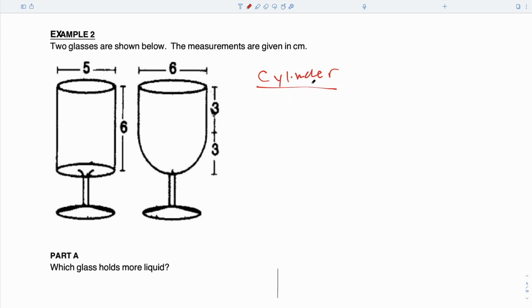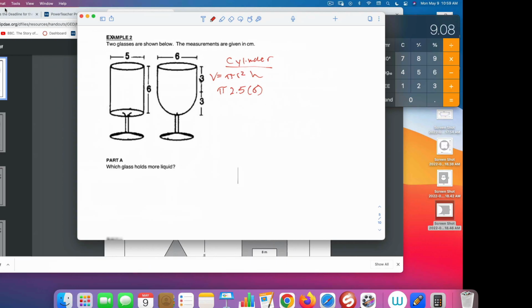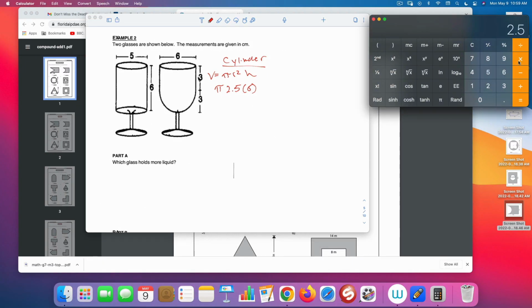Charles, what's the formula for a cylinder? Okay. They give me a diameter of 5. What's the radius, Charles? Okay. Pi times 2.5 times 6. Let's get the answer in terms of pi, then we'll get the other answer. 2.5 times 6. 15 pi. Wouldn't you have to square 2.5?